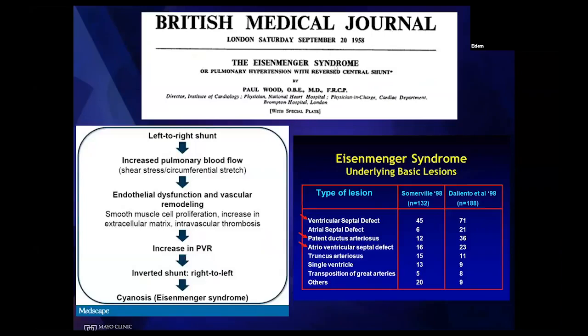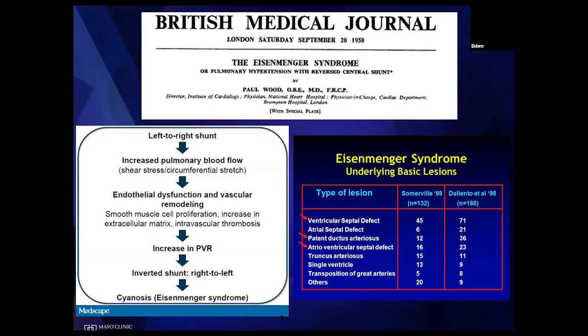The Eisenmenger syndrome was first described back in the late 1950s, and it really occurs with left to right shunts that cause increased pulmonary blood flow with shear stress and circumferential stretch on the pulmonary vessels, leading to endothelial dysfunction, vascular remodeling, smooth muscle cell proliferation, increase in extracellular matrix, intravascular thrombosis. Then you get your increase in pulmonary vascular resistance, reversal of your shunt, and then have cyanosis or Eisenmenger.